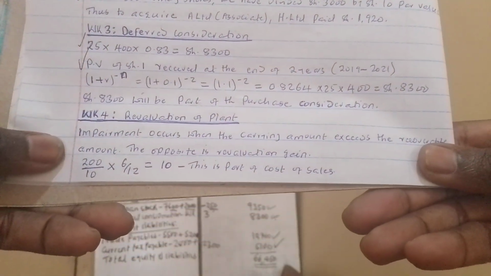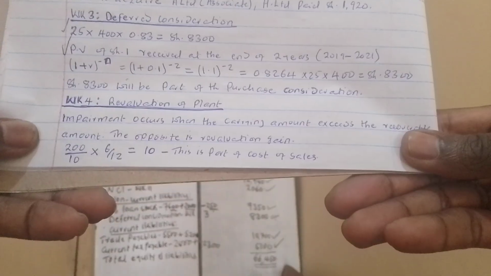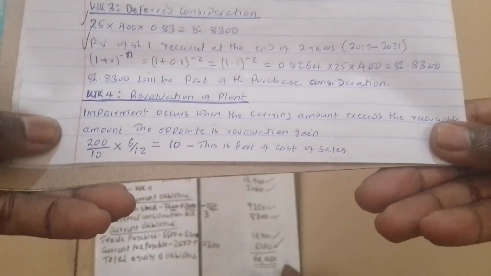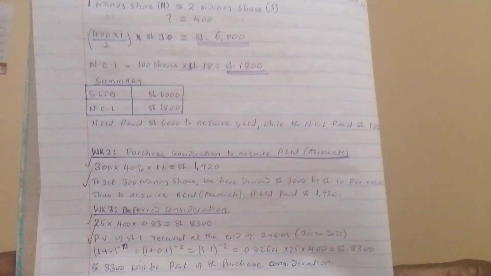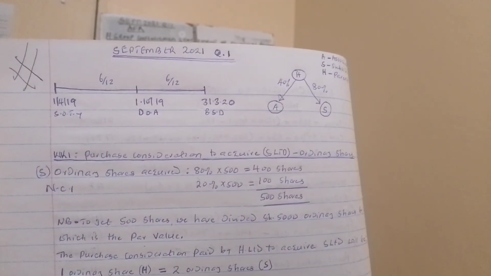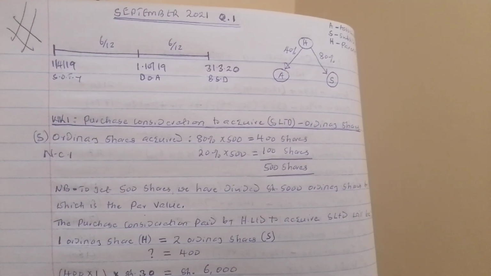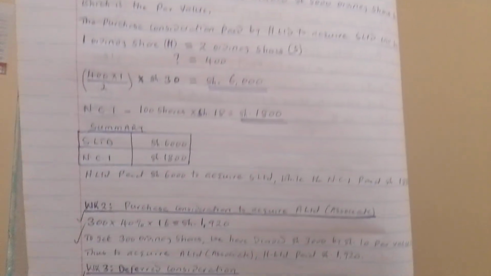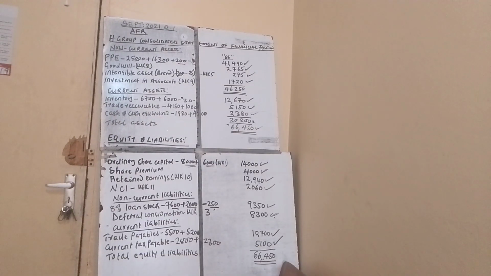Working number 4 was the revaluation of plant. How we got the 10. That 10 we have used in several areas. That was our workings on page 1. Remember it is September 2021, question 1, Advanced Financial Reporting. The next page, we continued with our workings on the other page.